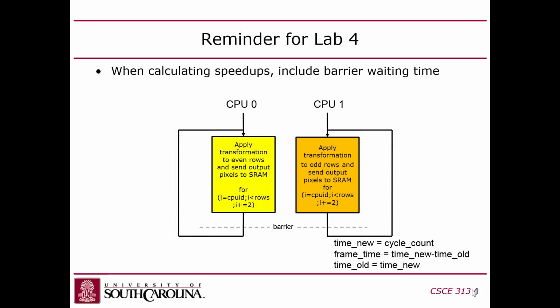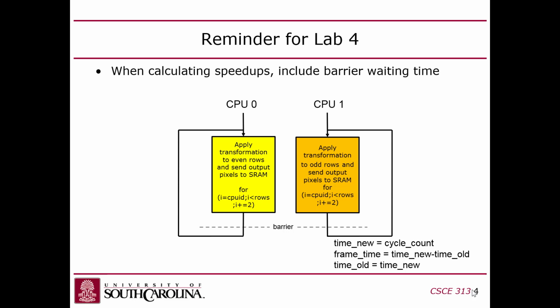So the cycle count goes into something I call time new. And so the frame time is going to be time new minus time old, and then you reset your time old to be the time new, right? So if you have this code after the barrier, this will calculate the time it spent since the last barrier. So you're measuring barrier to barrier, or frame to frame. And this way, you only have to have one CPU doing this. You don't have to worry about connecting the CPU 1 to the performance counter.